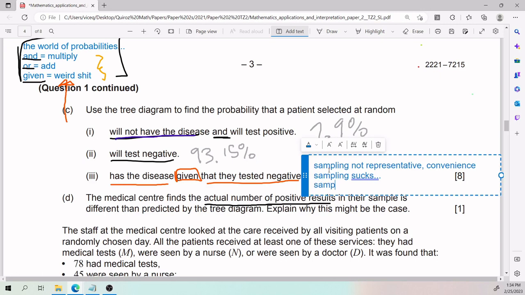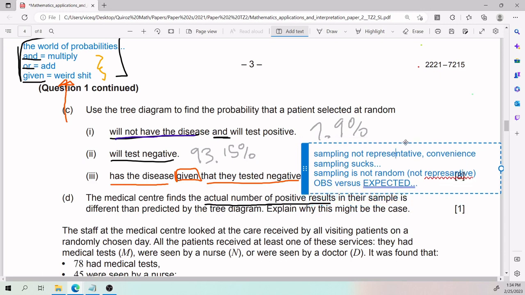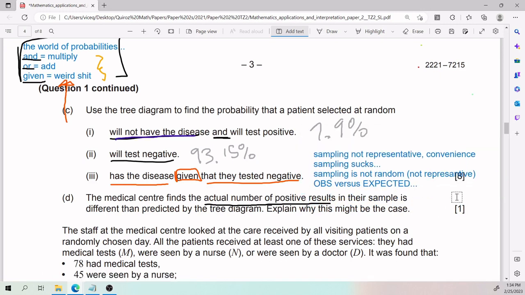Okay, you can also say sampling is not random, which is another way to say that it's not representative. Okay, and you can also simply say that, hey, the medical center is comparing observed versus expected, and it's very common for your observed values to be different to your expected.